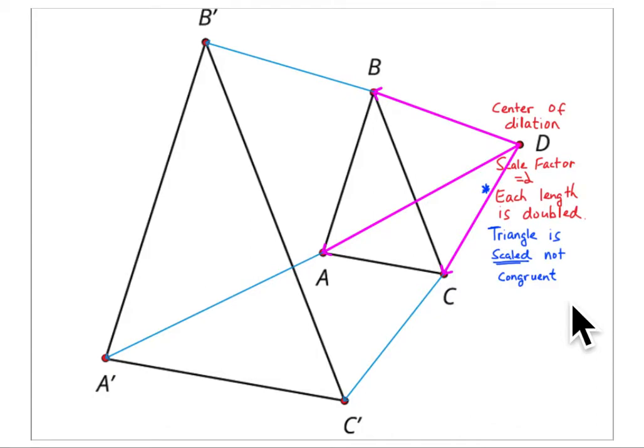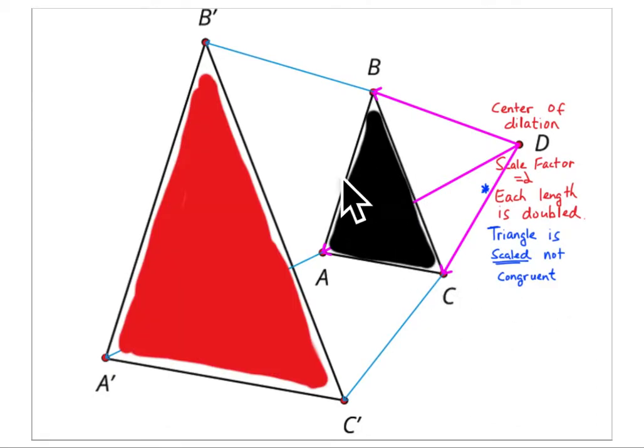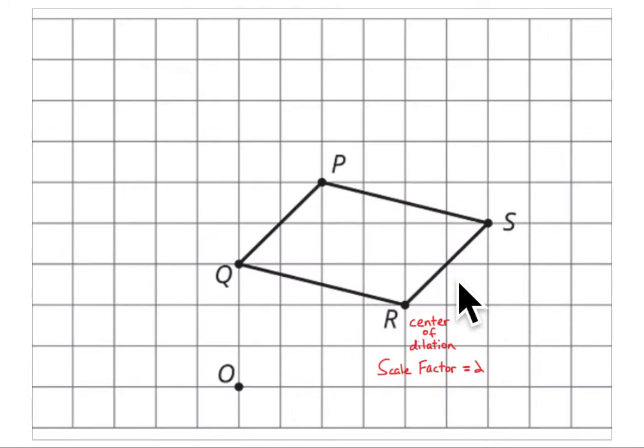Each length gets doubled. So here they are just colored in so you can see them. And notice once again, I want to continue to make this point. As you go from the center of dilation, each side remains parallel. So this side is parallel to this side, and this side is parallel to this side.